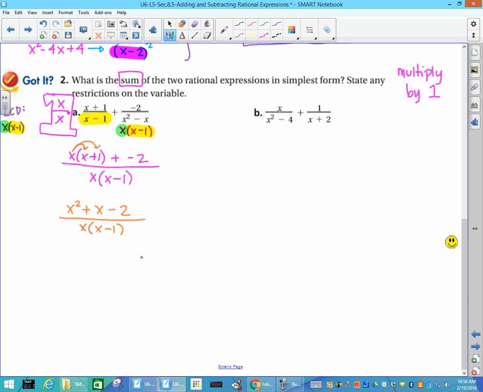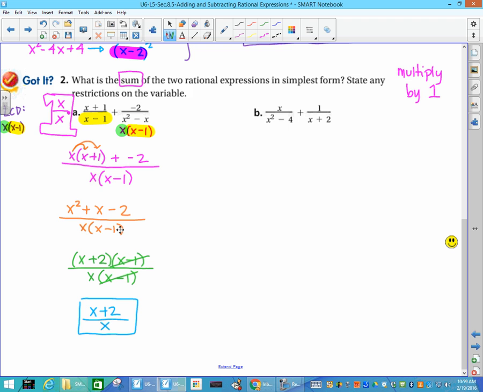Then you always have to consider whether or not this top can factor. So I hope you see that it can, and that of course is going to be x plus 2 times x minus 1 over x times x minus 1, and then I have an x minus 1 that is a factor of my numerator and my denominator, which leaves me with x plus 2 over x. So that's my answer.